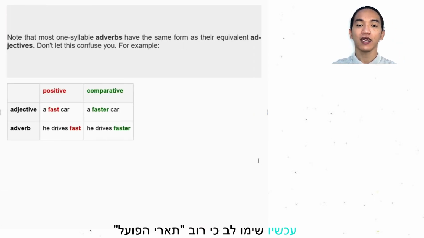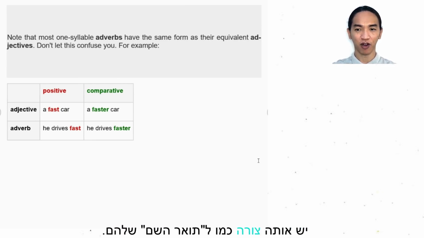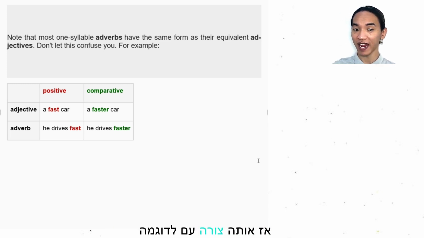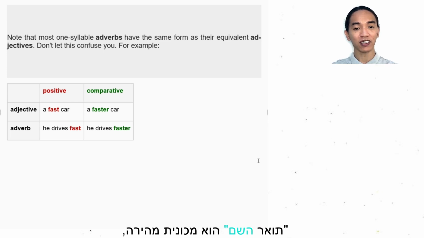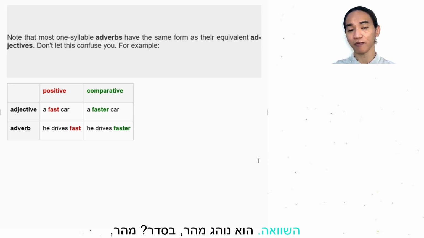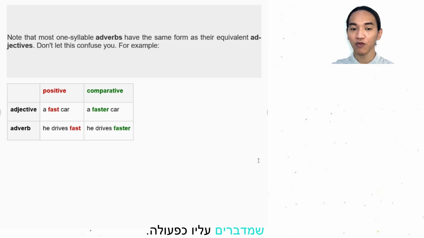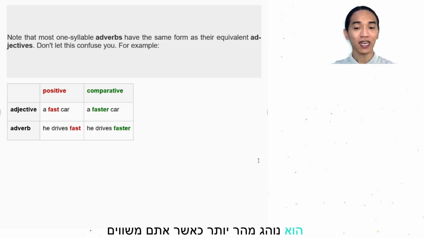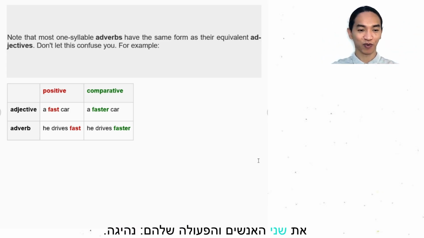Next one. Now note that most one syllable adverbs have the same form as their equivalent adjectives. Okay, so same form with their adjectives. So example, adjective is a fast car. Then we say a faster car. Okay, so it actually compares. He drives fast. Okay, fast, which we talk about as the action, and he drives faster when you're comparing the two persons and their action of driving.